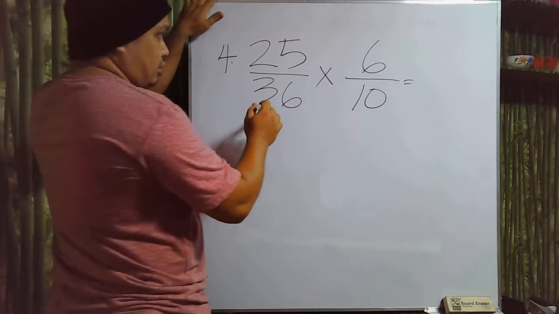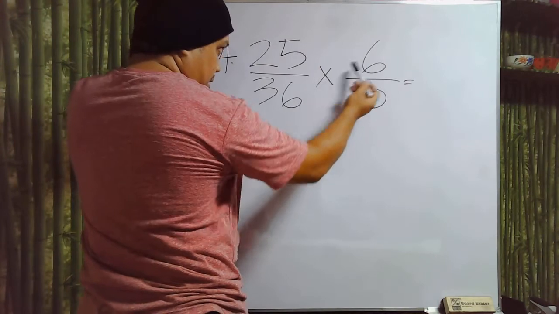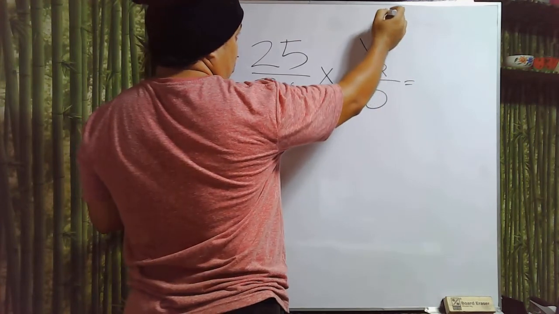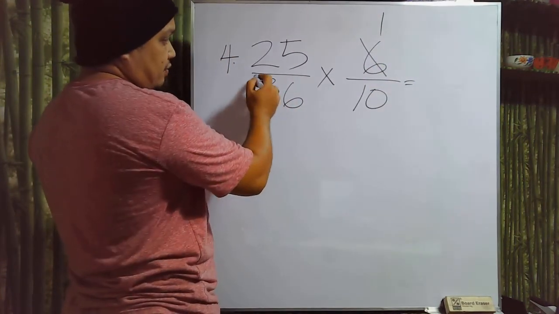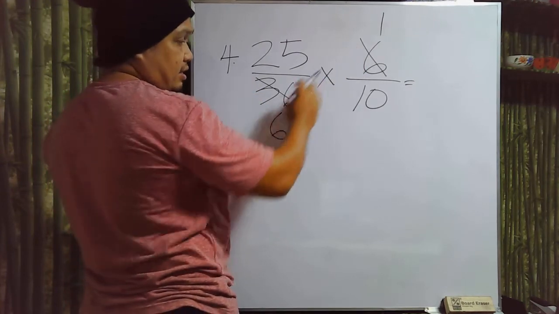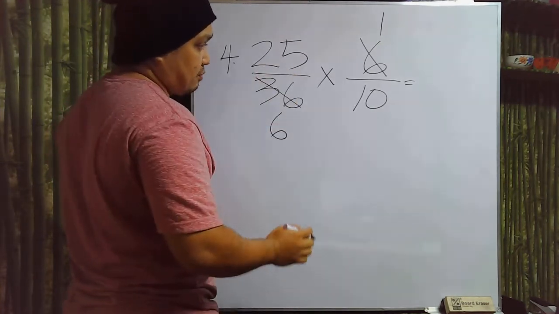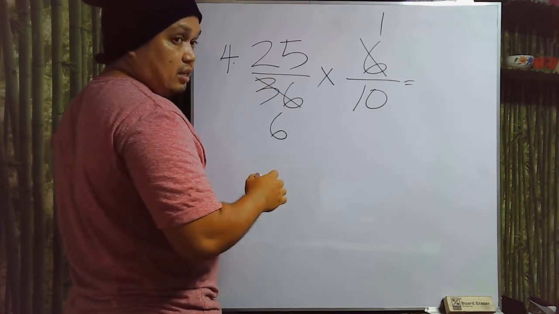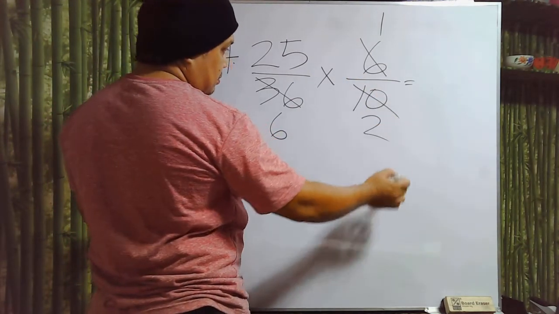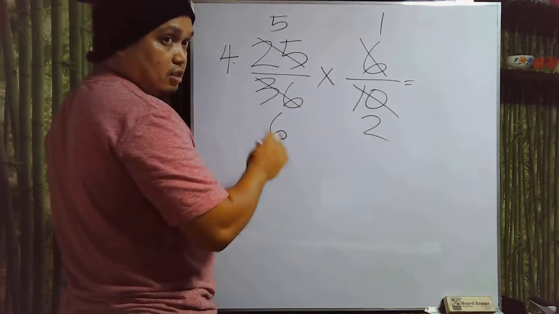Now here, 36 and 6, we have a common divisor, which is 6, because we can divide them both by 6. Now 6, if we divide them, 6 divided by 6 is 1. Now here, 36 divided by 6 is 6. Okay, so it's no longer 36 but 6, because we have cancelled their cross. Now here, 25 and 10 can be divided by 5, because they are divisible by 5. Okay, so if we divide them, 10 divided by 5 is 2, while 25 here divided by 5 is 5. Okay, so we have cancelled the crosses.